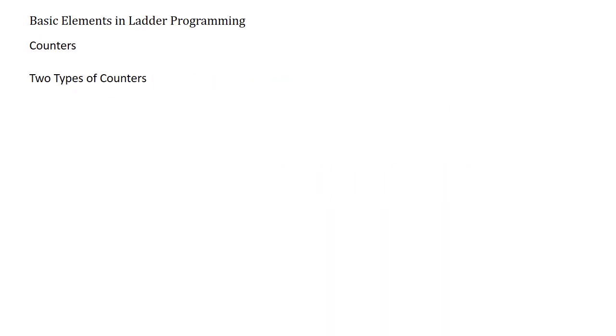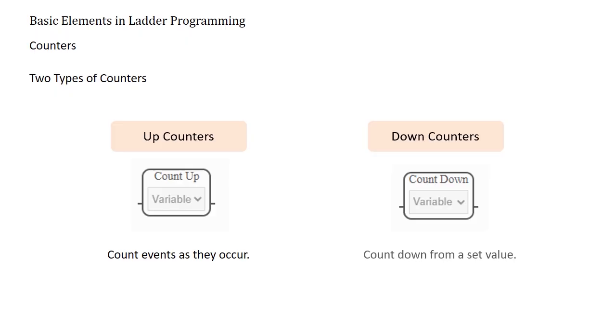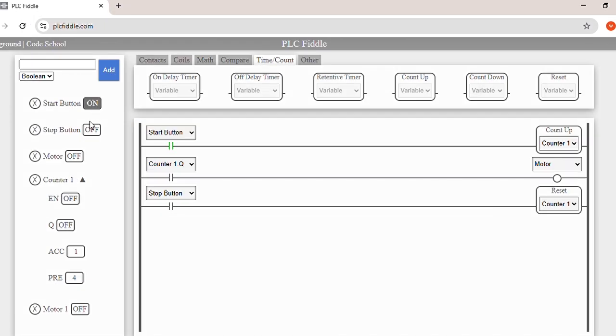There are two common types of counters, up counters and down counters. Up counters count events as they occur, while down counters count down from a set value. If you're not familiar with timers or counters yet, don't worry. I'll create a dedicated video explaining them in detail.